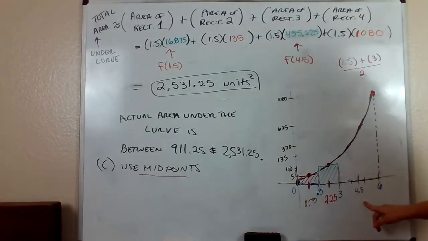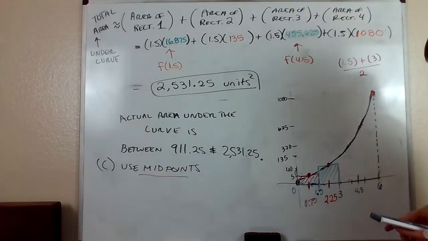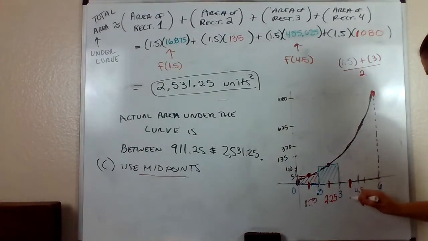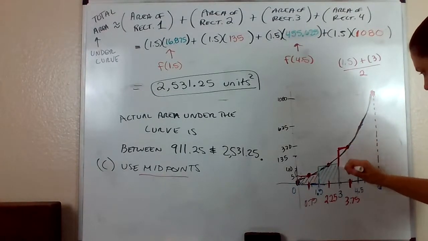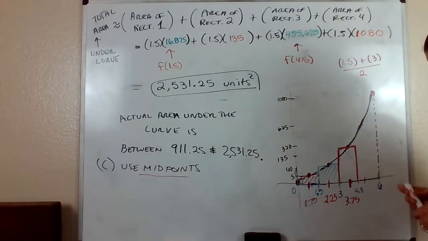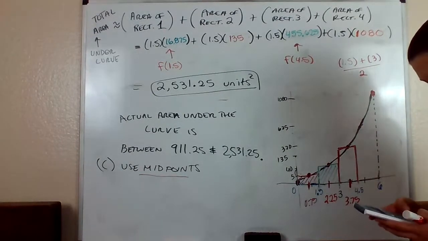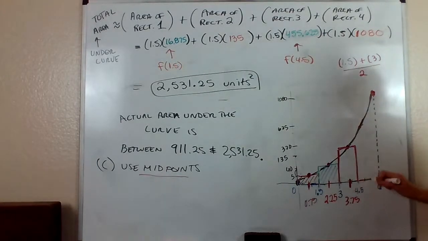Halfway between 3 and 4.5. Same process. You add up the endpoints, 3 plus 4.5, and divide by 2. That's 3.75. And that would be the height of our rectangle. And then last one, halfway between 4.5 and 6, add that up, 4.5 plus 6, take half of it, 5.25.